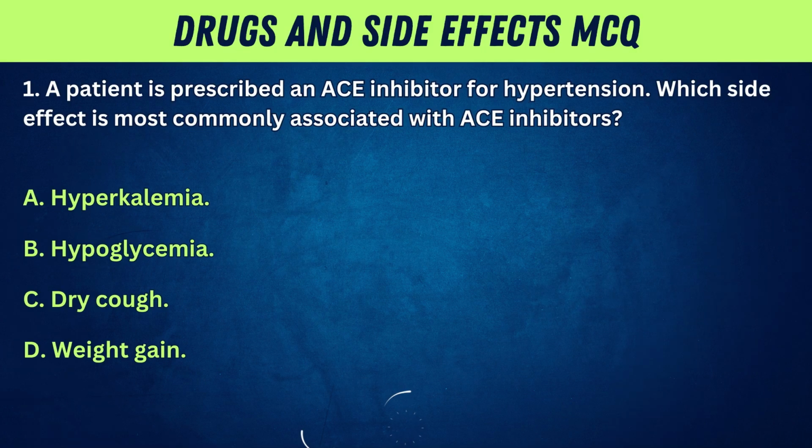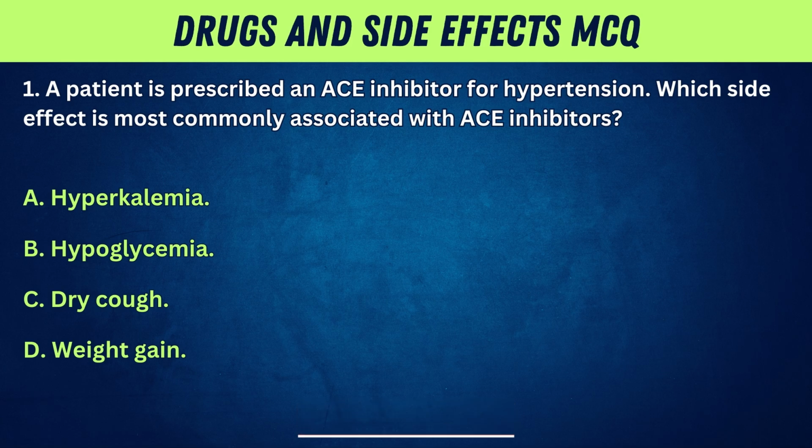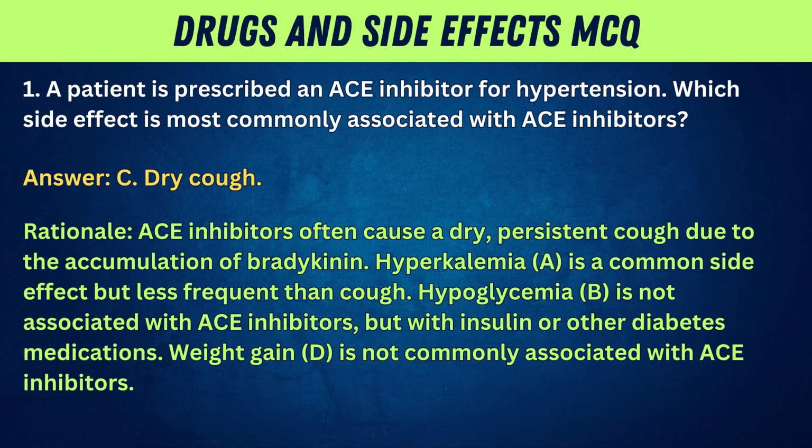1. A patient is prescribed an ACE inhibitor for hypertension. Which side effect is most commonly associated with ACE inhibitors? A. Hyperkalemia. B. Hypoglycemia. C. Dry cough. D. Weight gain. Answer: C. Dry cough. Rationale: ACE inhibitors often cause a dry, persistent cough due to the accumulation of bradykinin.